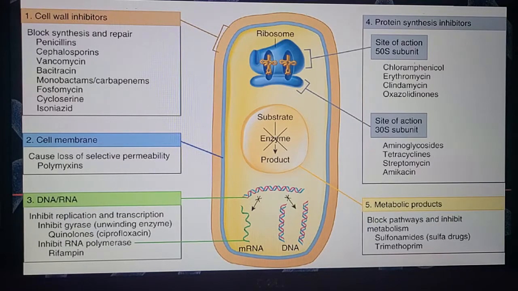Okay, the target for different drugs like cell wall inhibitors. Example is penicillin, cephalosporin, vancomycin, bacitracin. The cell membrane destroyer is polymyxin. The target is DNA or RNA is going to be quinone, chloroquine, rifampin. If the target is ribosome, remember the ribosome has 2 subunits. The larger subunit 50S and the smaller subunit 30S.